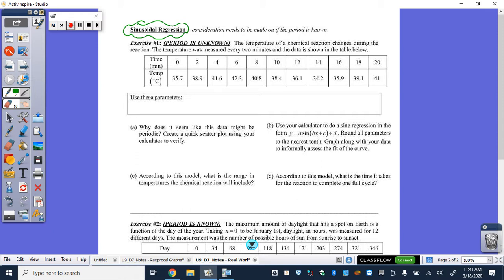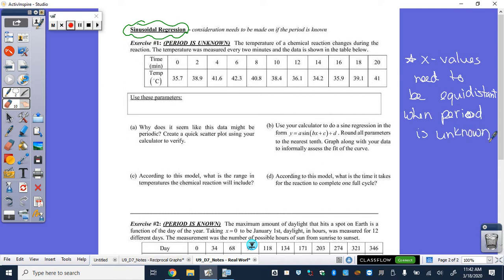Our time, though, is equal increments, which is important. You need to have equal increments when you are dealing with an unknown period. So let's put that little note on there. X values need to be equidistant when period is unknown. Okay, so that's key thing number 1.